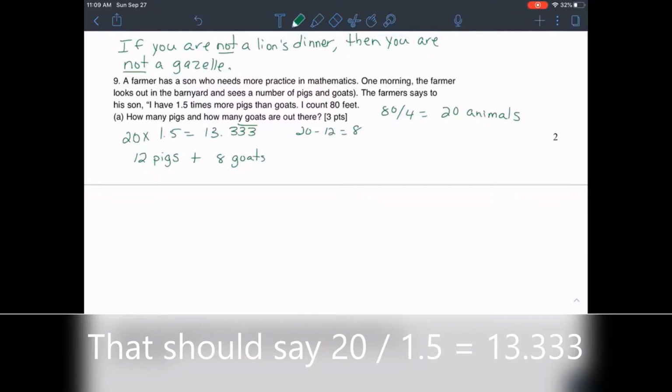So first you start off with saying, okay, there's 80 feet. We don't know how many animals 80 feet are. So we divide it by the number of legs each animal has. So both sets of animals each have 4. So you divide 80 divided by 4 gives you 20 animals total. Then you know you have 1.5 times more pigs than goats. So you would take the 20 divided by 1.5, gives you a little over 13. Can't have an uneven amount of an animal, so you kind of round down. You would say 12 pigs plus 8 goats.